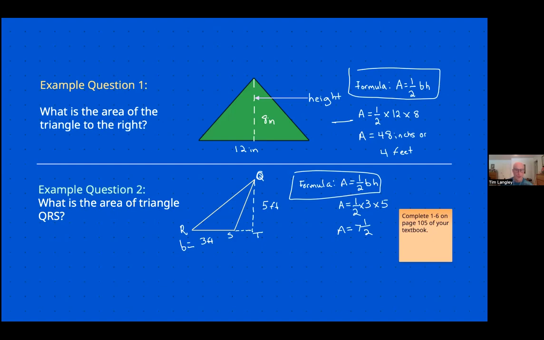All right, I want you to complete problems 1 through 6 on page 105 of your textbook. If you have any questions and you're stuck, be sure to ask, but then pause the video. We'll go on to the next slide here. Actually, I think that's it. So you can just pause the video and, like I said, send me any questions that you might have.